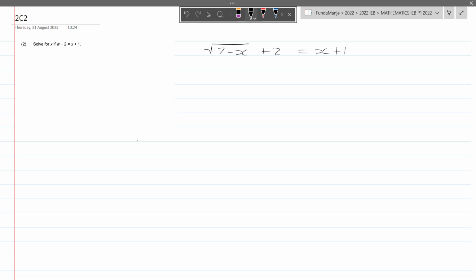we can move the 2 to the other side to get root of 7 minus x will be equal to x. 1 minus 2 will give us minus 1 on that side, and then we can square both sides. So squaring this just gives us 7 minus x. Squaring this will result in x squared minus 2x plus 1.